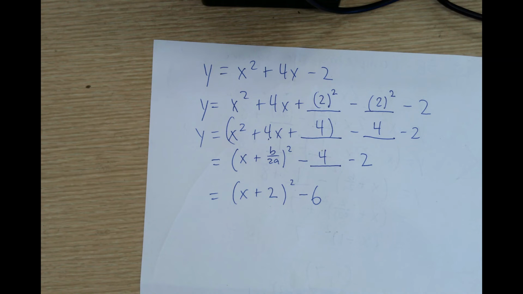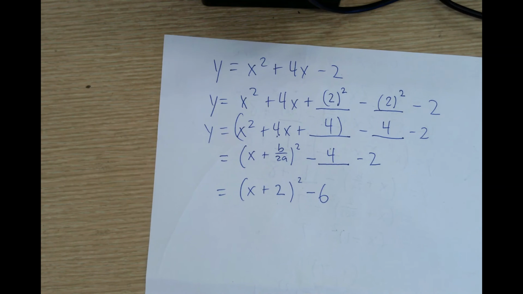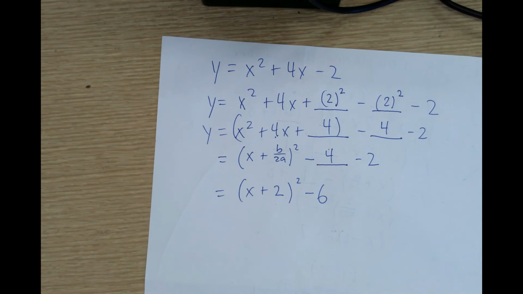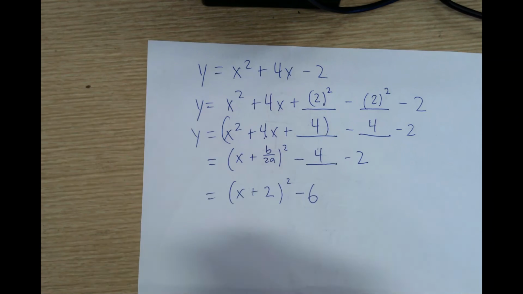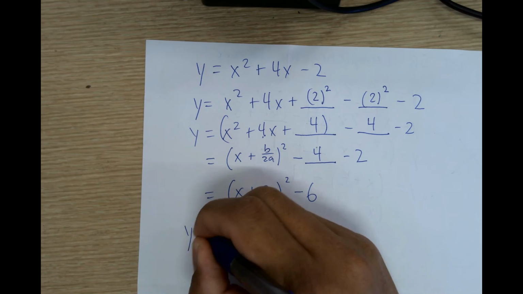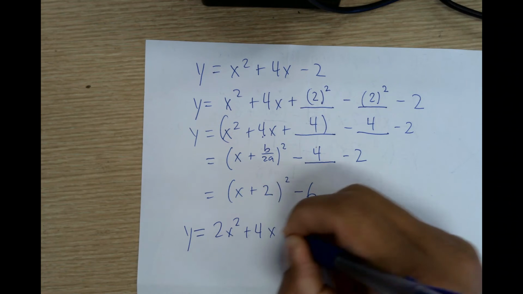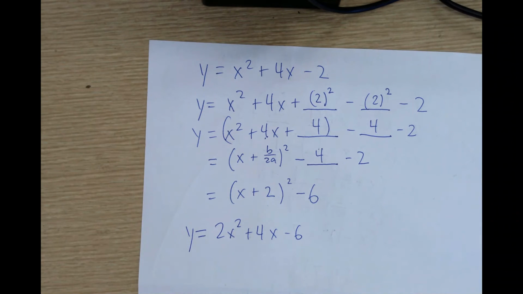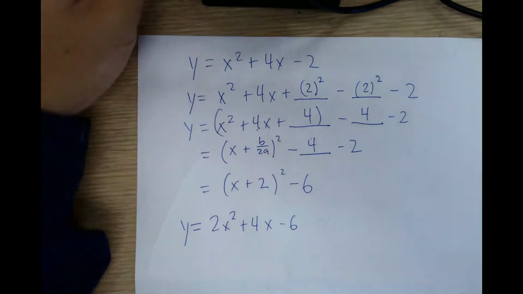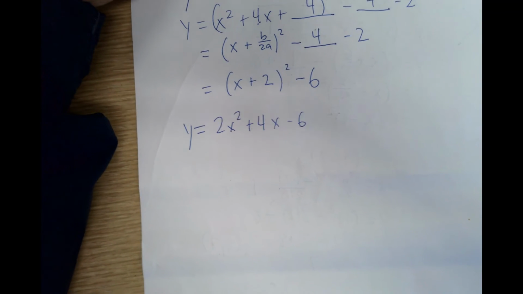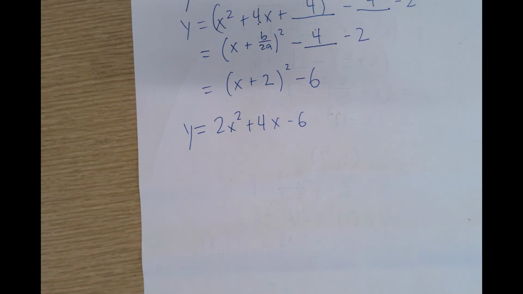Okay, I want to go over one hard example, which will not be on your tests, but it will eventually be on one of the tests that you guys have. Okay, so this is an example where you have y is equal to 2x squared plus 4x minus 6. This is the number one problem from yesterday's homework. So if you wanted to give yourself a challenge and you wanted to do this problem, there is actually one additional step you have to do.